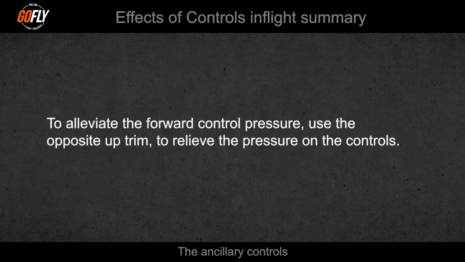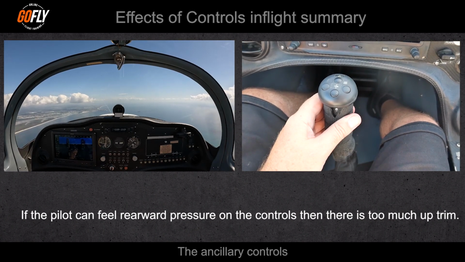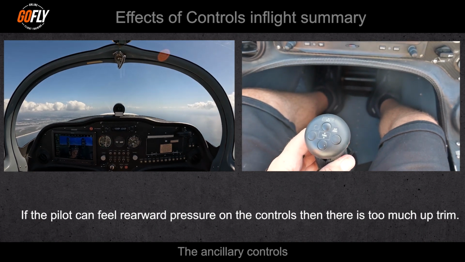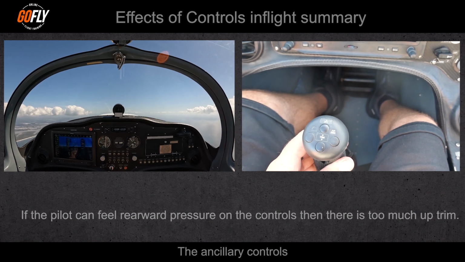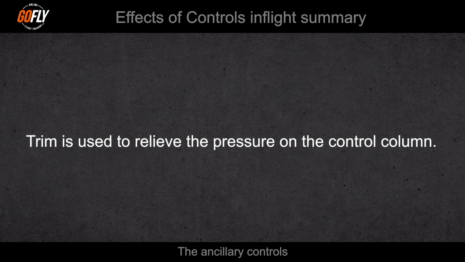To alleviate this forward pressure on the controls, we just use the opposite trim, which is up trim, to relieve the pressure on the controls. Likewise, if the pilot can feel rearward pressure on the controls, can feel the controls wanting to move rearward and the aircraft wanting to pitch up, then there is too much up trim selected. To alleviate this rearward pressure on the controls, we just use the opposite, which is down trim, to relieve the pressure on the controls. Trim is used to relieve the pressure on the control column.